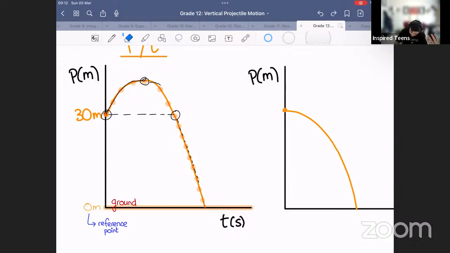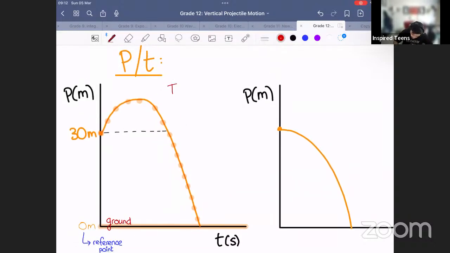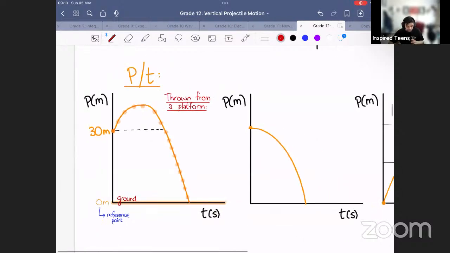Let's do this. We can actually do this if we want, however. That these are both 30 meters above the ground. So how we can describe this scenario is that the ball was thrown. And if you've done questions, you'll see that this is a common occurrence. Thrown from a platform. So this specific graph is for a ball that is thrown from a platform.